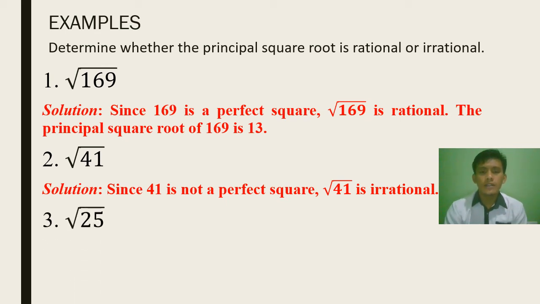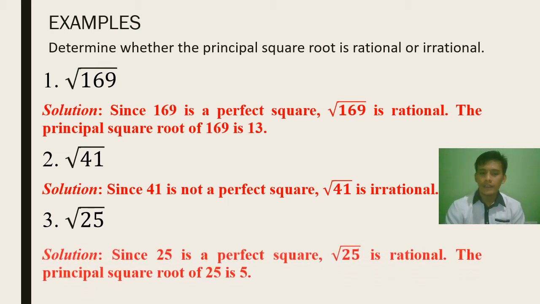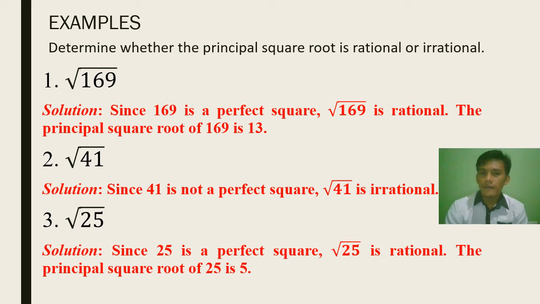How about the square root of 25? Is it rational? Yes, because 25 is a perfect square. When you factor 25, that is 5 times 5. The square root of 25 is rational. Then the principal square root of 25 is positive 5.